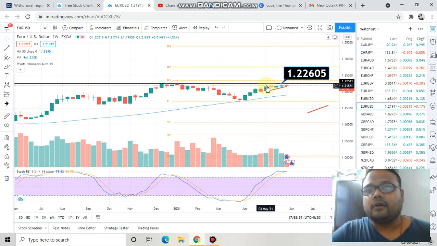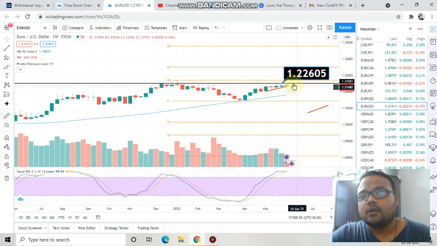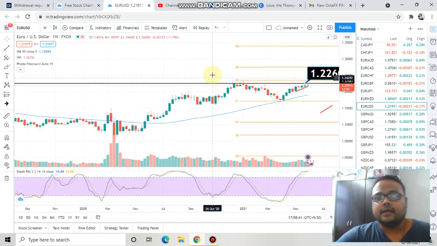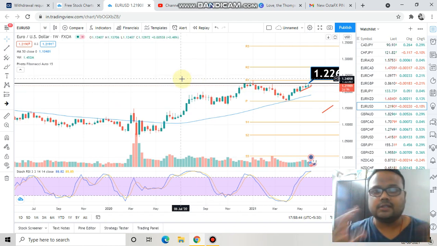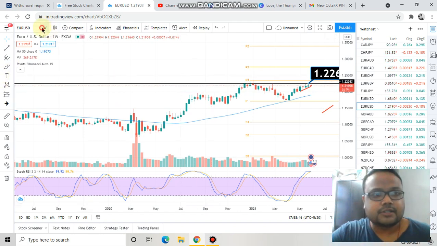We can see that for the last 3-4 weeks, the market is struggling but is unable to cross the resistance. So we have a strong resistance at 1.2260. Okay, so this is the analysis of the Euro USD chart. Now let's jump to the strategy part.